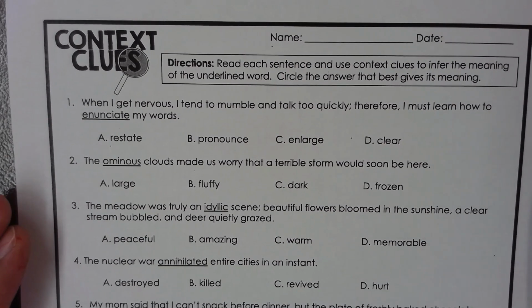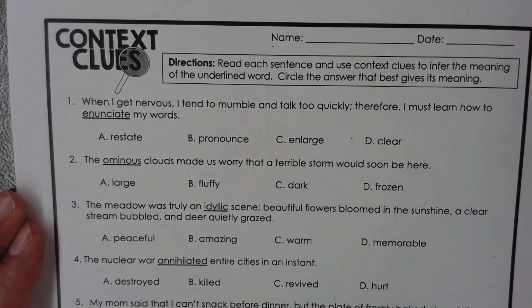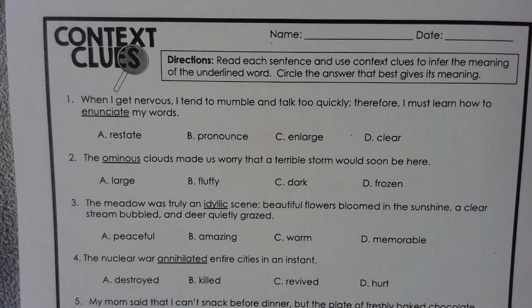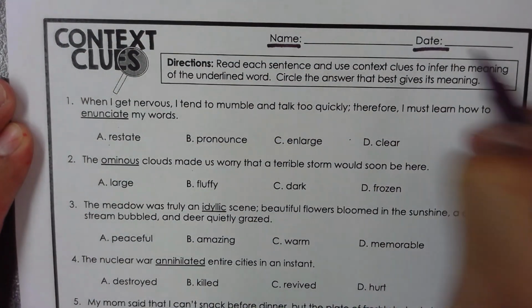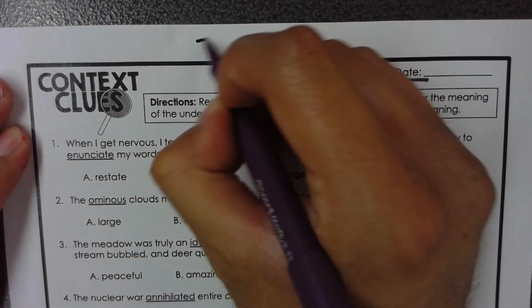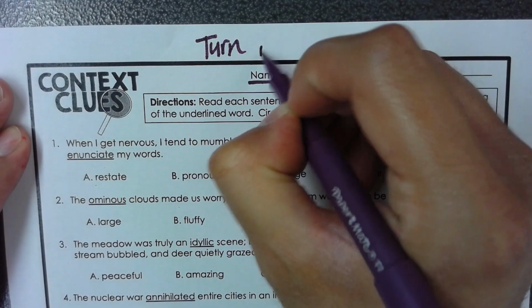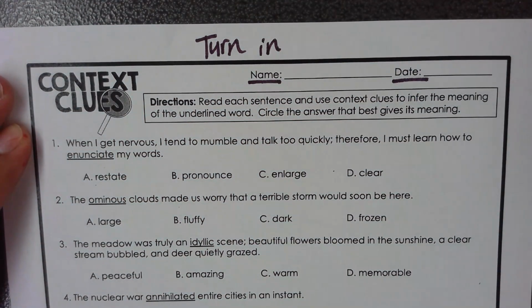Welcome to your context clues lesson. Your objective for this lesson is: I will analyze and determine the meaning of unknown words using the context clues that the author has provided. Let's get started. Don't forget to write your name and the date, and this will go in the turn-in bin when you are done. Please make sure to follow along with me.